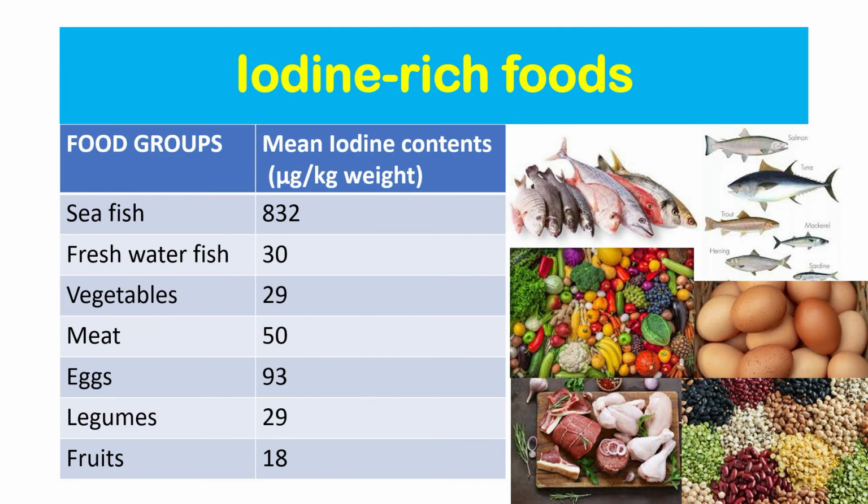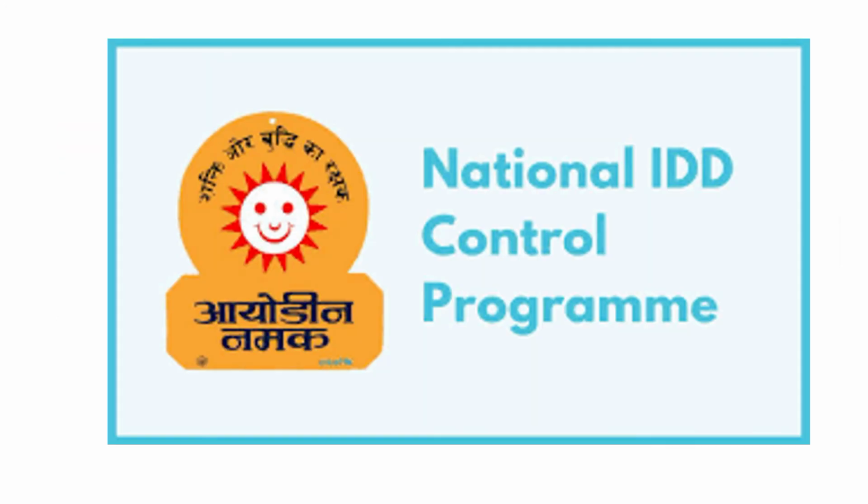The main iodine rich foods include seafood, which has the highest mean iodine content, especially sea fish. Then we have freshwater fish, vegetables, meat, eggs, legumes, and fruits. So this should form the pattern of our consumption of nutrients so that we get an adequate amount of iodine from our dietary sources. Coming to the National Iodine Deficiency Disorders Control Program.